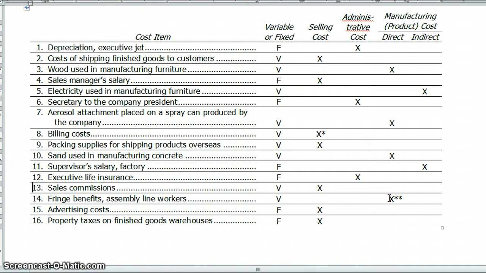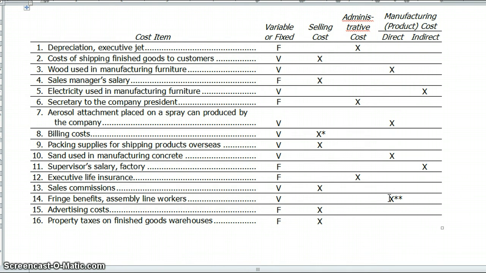Number 15, advertising, fixed, unless told otherwise. It could be variable if it was, I don't know, a web-based social media type of advertising where the advertising costs change based on the number of hits that went to that particular site. In this case, just with advertising costs, you call it fixed, and it will be considered a selling cost.